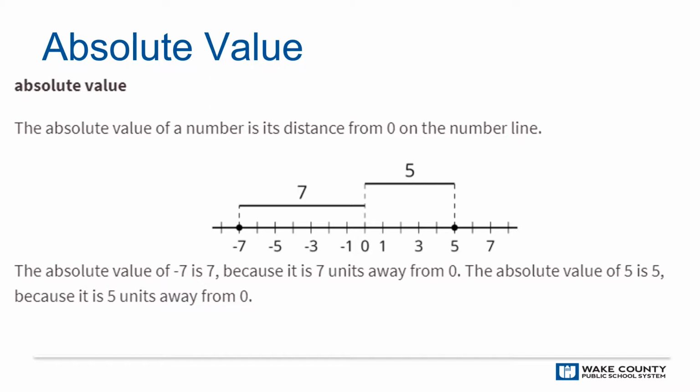Absolute value. The absolute value of a number is its distance from 0 on the number line. The absolute value of negative 7 is 7 because it is 7 units away from 0. If you put your pointer on the negative 7 dot and then count towards 0, jumping at each tick, you jump 1, 2, 3, 4, 5, 6, 7 jumps until you get back to 0. The absolute value of 5 is 5 because it is 5 units away from 0.